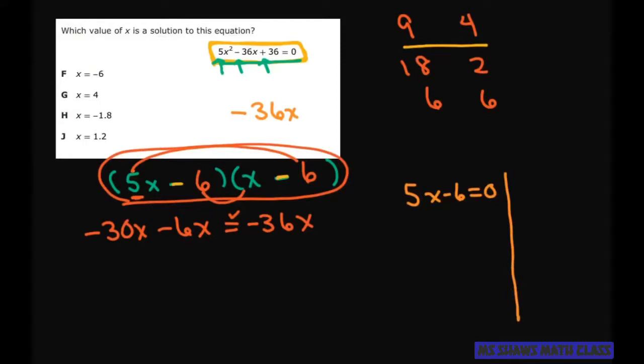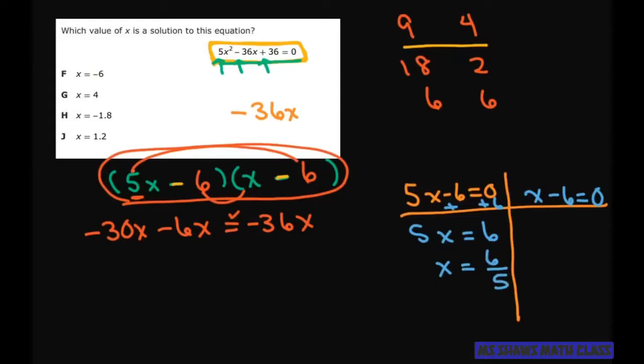and then we can set up this piece, x minus 6 equals 0. So if you add 6 to both sides here, you can get 5x equals 6, and divide both sides by 5, you get x equals 6 divided by 5. And for this one, you get x equals 6. So I don't see the x equals 6 on here.